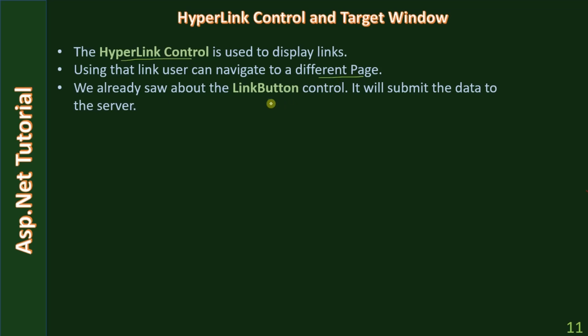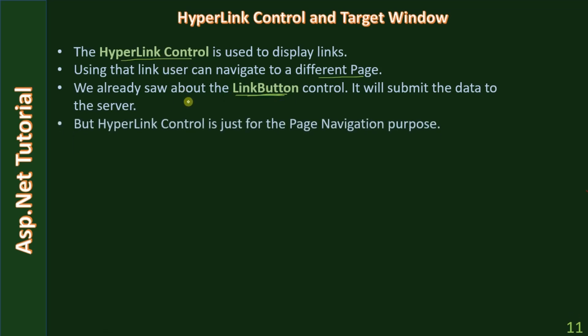We already saw about the link button control in one of our previous video. So it will submit the data to the server. So link button is different from hyperlink control. But hyperlink control is just for the page navigation purpose. It will not submit any data. This is just to navigate from one page to another page.